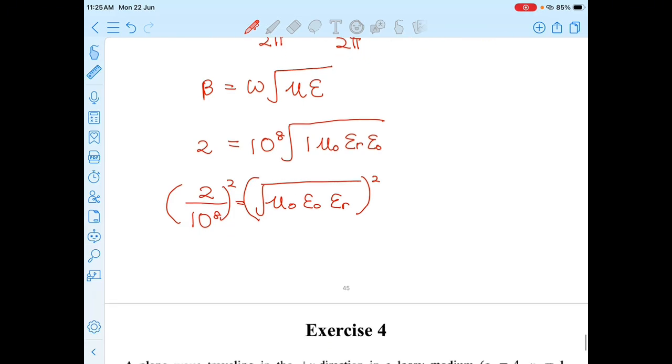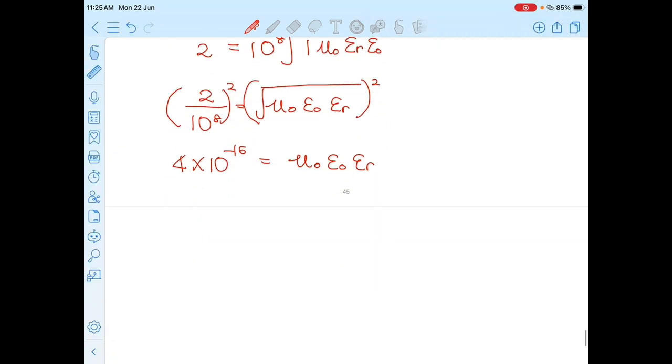So it will become 2 over 10 power 8 squared, which becomes 4 times 10 power negative 16, equals mu naught, epsilon naught, and epsilon r.